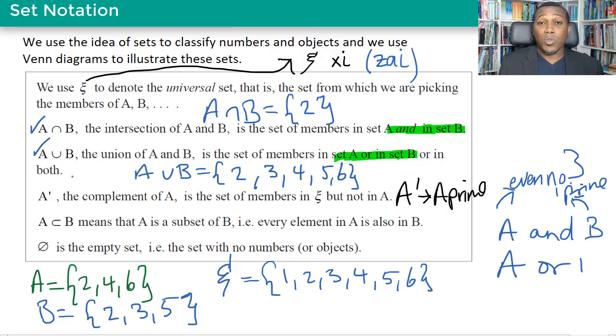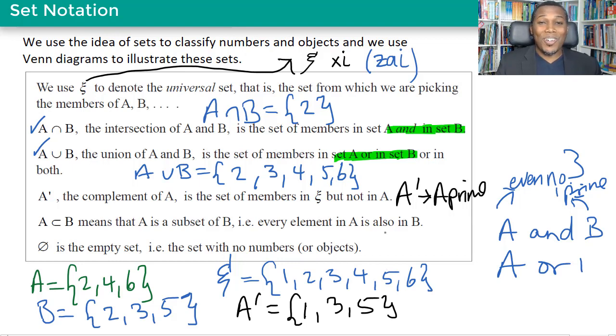So in this case, what's A prime going to be? If I ask you what's the set A prime, well, it's all the numbers in the universal set, 1, 2, 3, 4, 5, 6, that are not in 2, 4, 6. In other words, it's 1, 3, and 5. And what kind of numbers are those?